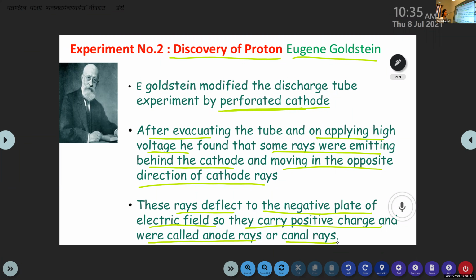Anjana, can you read this slide? Experiment to discover a proton. He modified the experiment with a perforated cathode. After evacuating the tube and applying high voltage, he found that some rays were emitting behind the cathode and moving in the opposite direction of cathode rays. These rays deflect to the negative plate of the electric field, so the opposite charge, and were called anode rays or canal rays.